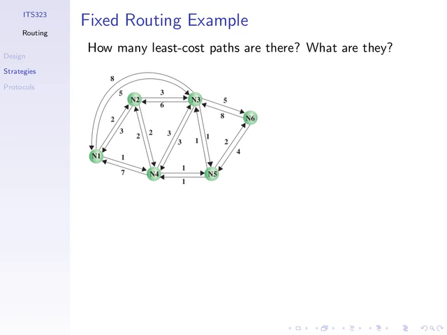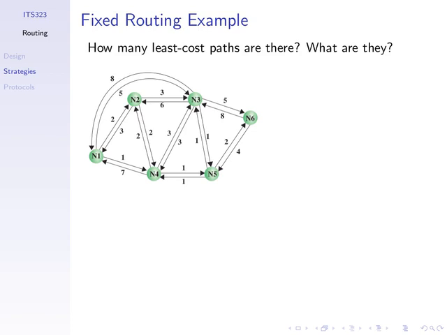We won't draw the entire routing table, but from node 4's perspective, if the destination is node 6, the next node should be node 5. Why? Because the least cost path from 4 to 6, from here to here, is 4, 5, 6. Therefore, the next node is 5.